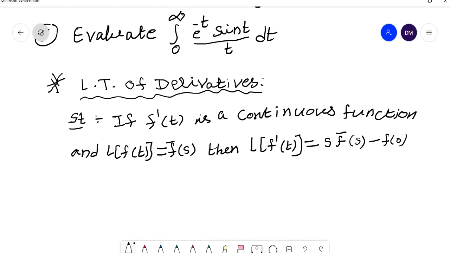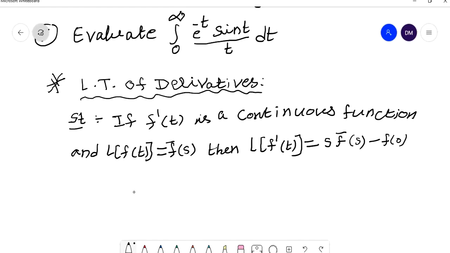So what is that here? f dash of t means the derivative of f of t, the first derivative of f of t. So what is the Laplace transform of the first derivative of f of t? s into f bar of s minus f of 0, right? That's why the property name is the Laplace transform of derivatives. The Laplace transform of the first derivative of f of t is s into f bar of s minus f of 0.